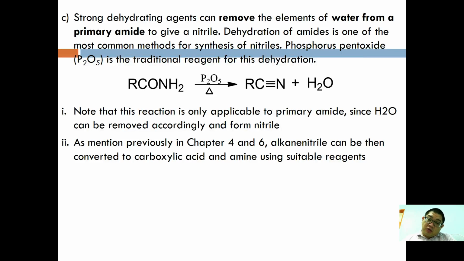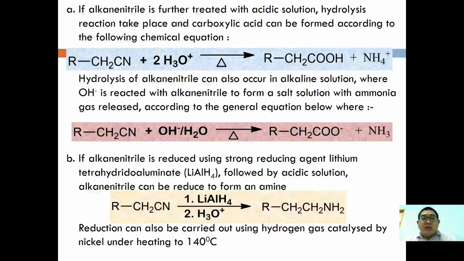As mentioned previously in chapter 4 and chapter 6, since you form an alkyl nitrile, it can be converted to carboxylic acid and also amine using suitable reagents. If you use acidic or alkaline hydrolysis, you form carboxylic acid and carboxylate salt respectively. And finally, if you reduce by using a reducing agent, you form an amine.